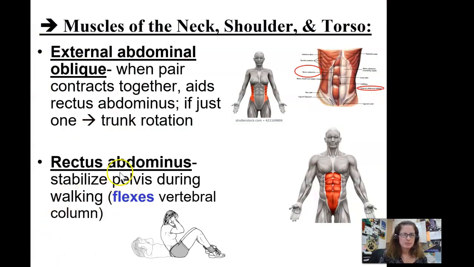Okay, so rectus abdominis, his job is to help you stabilize your pelvis while you're walking. But how I would ask you on a test is he's going to allow you to do a sit-up motion.